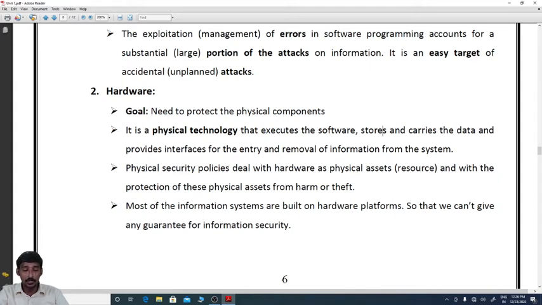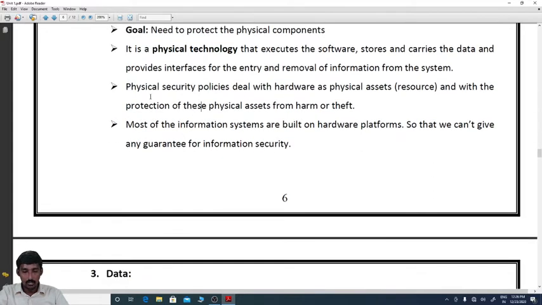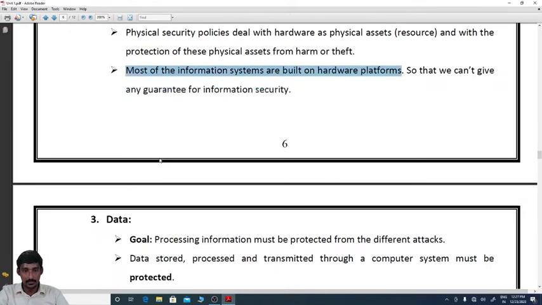So we are going to provide physical security policies for hardware as physical assets, with protection of these physical assets against theft. Normally the software has the problem of attack, and the hardware has the problem of theft. Okay, and it is very important that most of the information systems are built on hardware platforms.